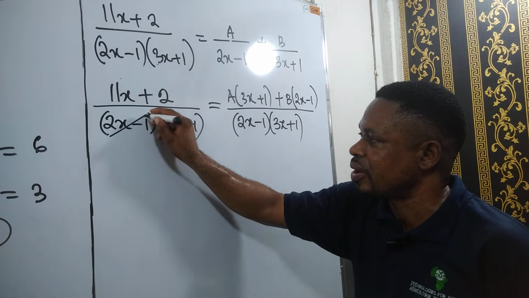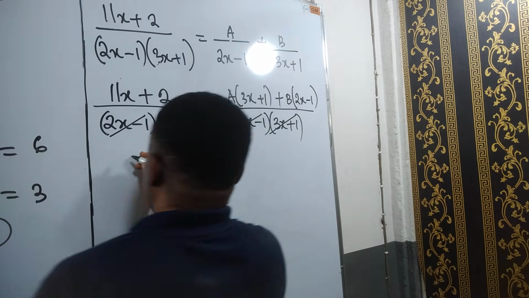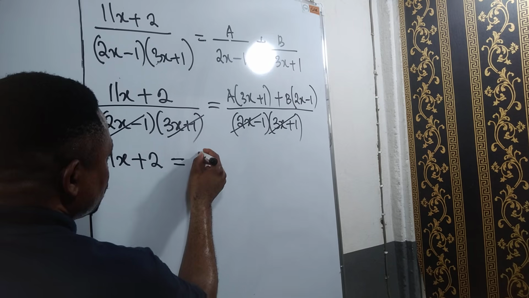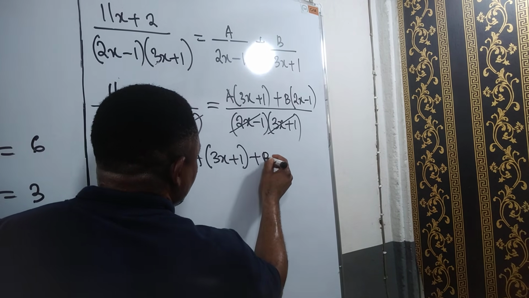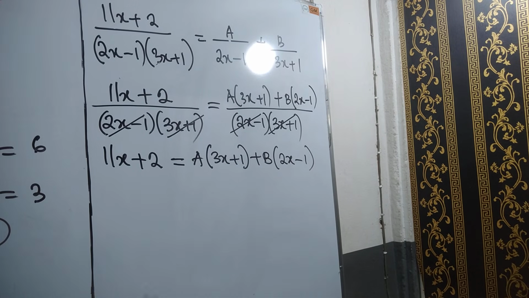Then let's cancel. This one will cancel this, and this one will cancel that. So what is remaining? 11x plus 2 is now equal to A bracket 3x plus 1, then plus B bracket 2x minus 1. Now we are looking for A and B.